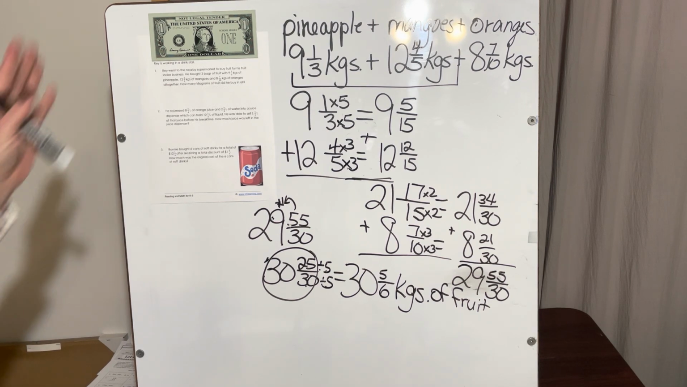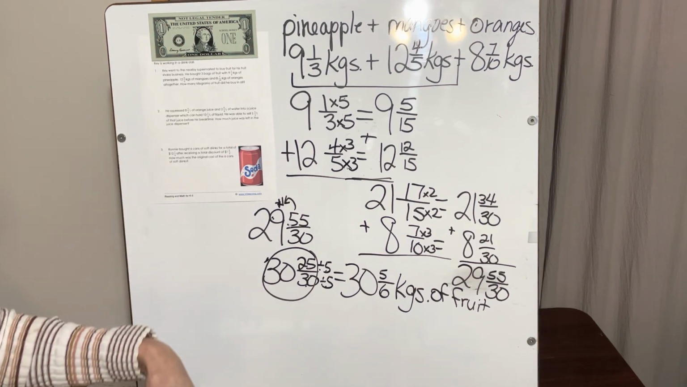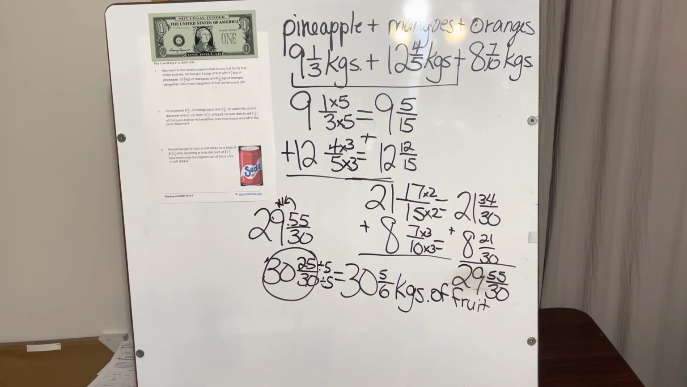I'm going to go ahead and read it and leave this stuff up, and then I'll erase while I'm talking about the information that I see. For number 2, he squeezed 8 3/4 liters of orange juice and 2 5/6 liters of water into a juice dispenser, which can hold 12 1/2 liters of liquid. He was able to sell 1 1/3 liter of that juice before his break time. How much juice was left in the juice dispenser?